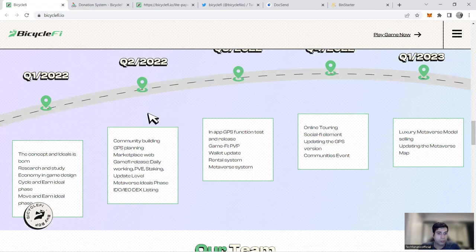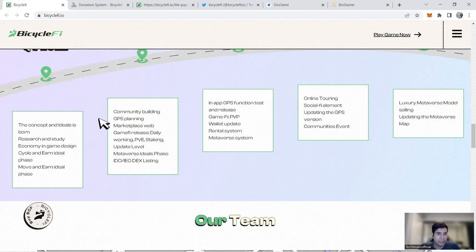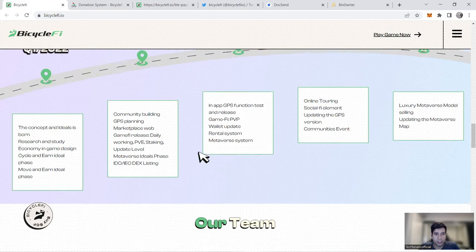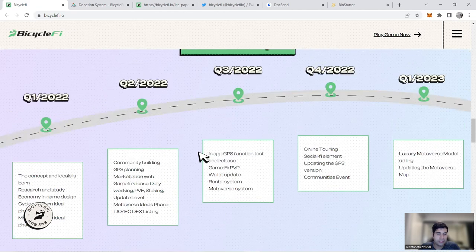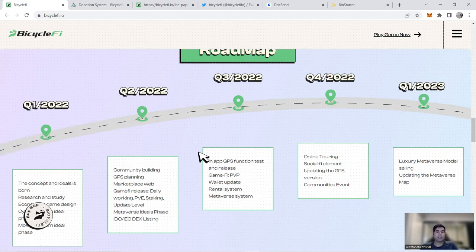In terms of the roadmap, in Q1, the concept came up and the phase of move and earn ideation and cycle and earn ideation came out. In the second quarter, which is now, the community building commenced, the planning for the GPS tracking, marketplace, GameFi release, staking, the player versus environment activities commenced, and the metaverse phase as well. The IDO is going to be in May, and the DEX listing as well.